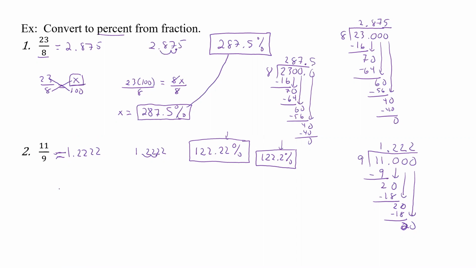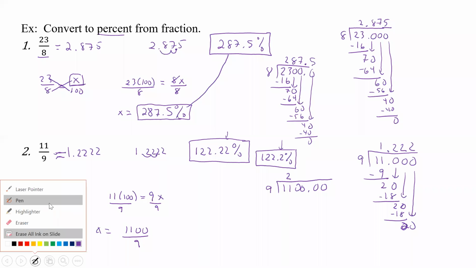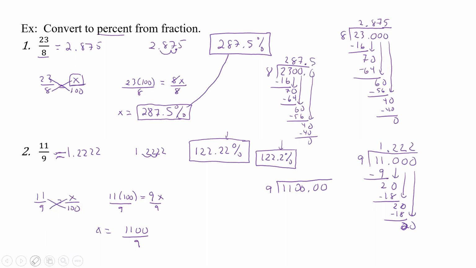All right, so for the proportions again, we can do 11 over 9 equals x over 100. So we can cross multiply, and 11 times 100 equals 9 times x. And so we divide by 9, divide by 9. So x equals 1100 over 9. So now we do that division. And again, we're going to get 1100.00. So that's going to be a 1 here, and that's a 9.